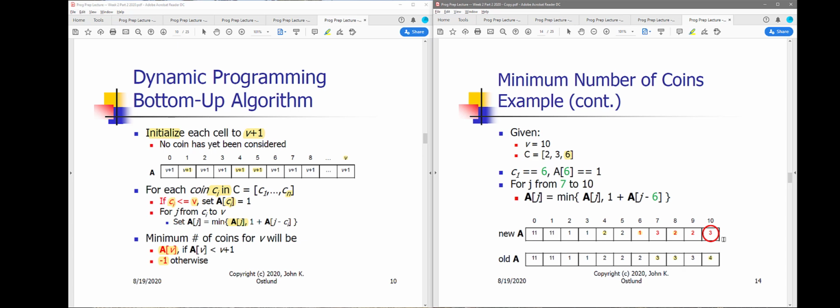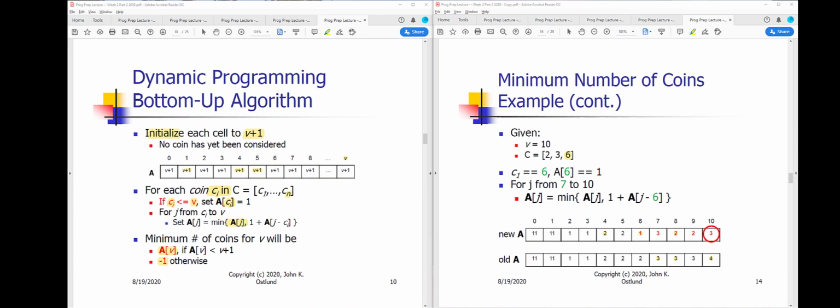Okay, so that is our algorithm. It's a nested loop. So the performance of this is going to be the number of coins times the size of the value. So the time performance of this is going to be the order V n, where V is the value and N is the number of coins. So in this case, where the value is 10 and we have these coins 2, 3, and 6, we return that we need 3 coins to make change for 10 cents.